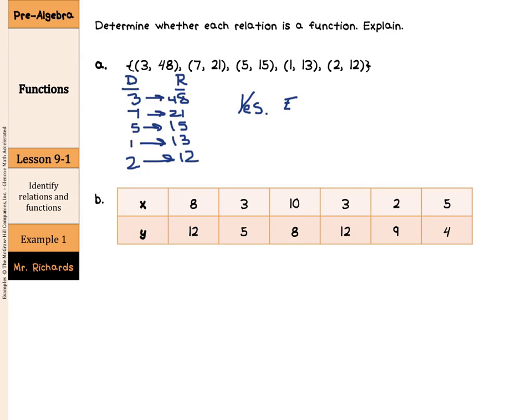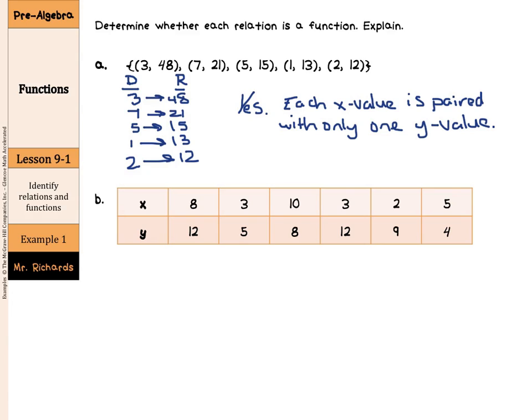Since each x value is paired with only one y value.